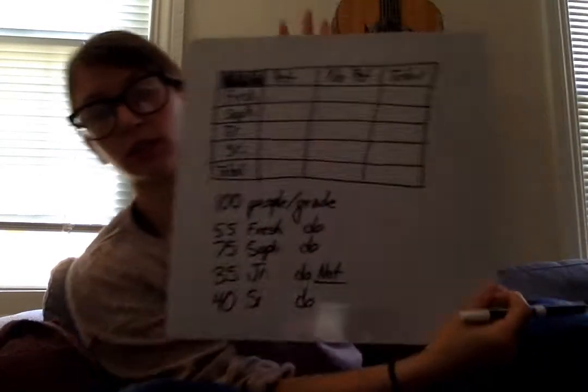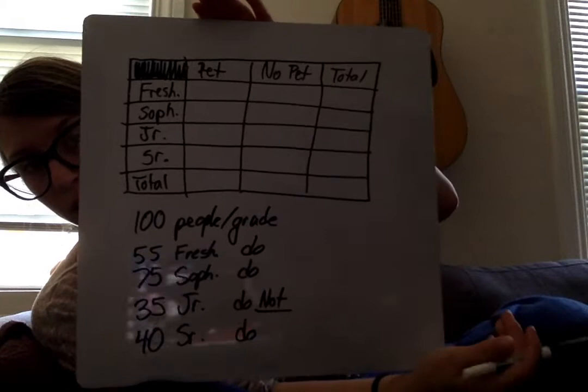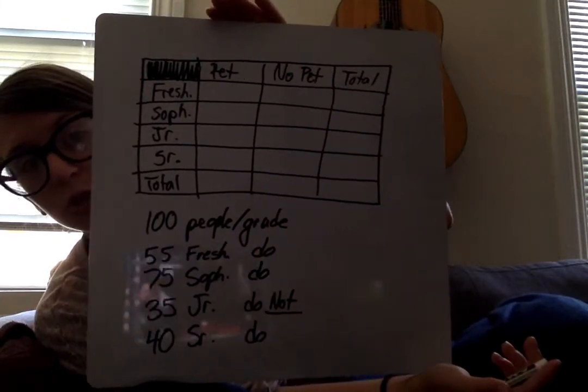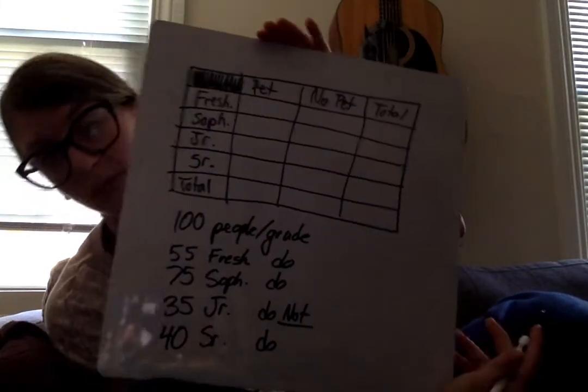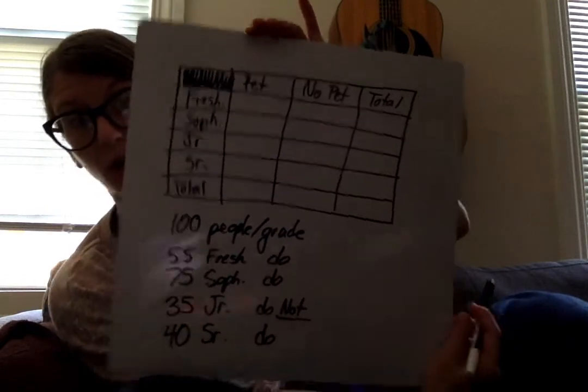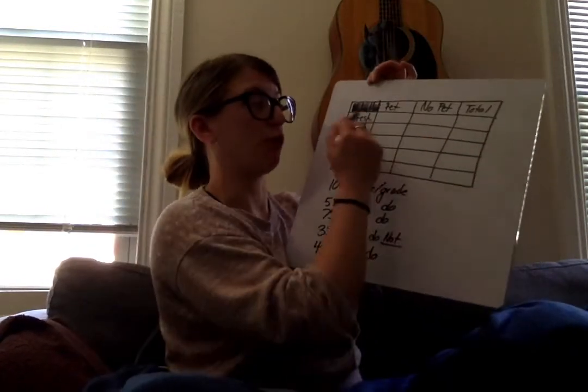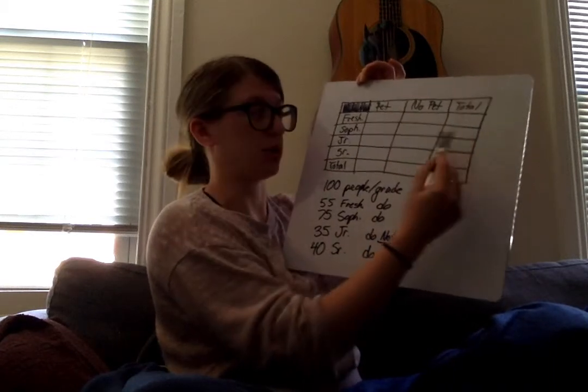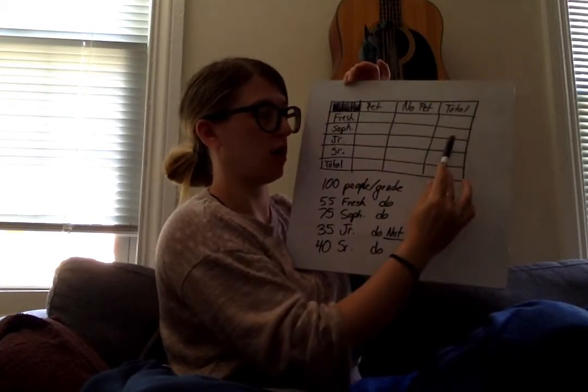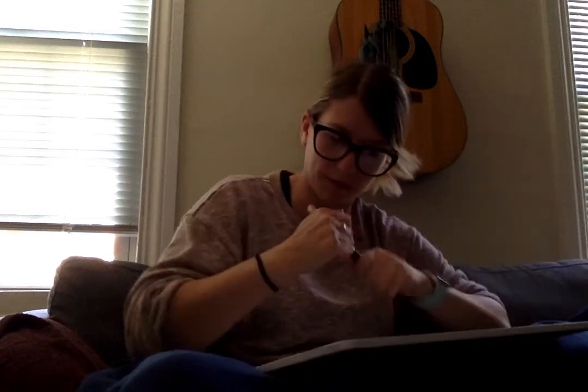Okay, so I finished filling out just my titles, right? I got freshman, sophomore, junior, senior, total, pet, no pet, total. So now I'm going to plug in what I know. If there's 100 people in each grade, that means the total freshman is 100. Total sophomore, 100. Total junior, 100. Total senior, 100. So I'm going to fill that in now.